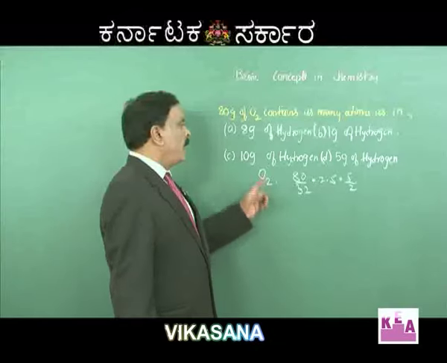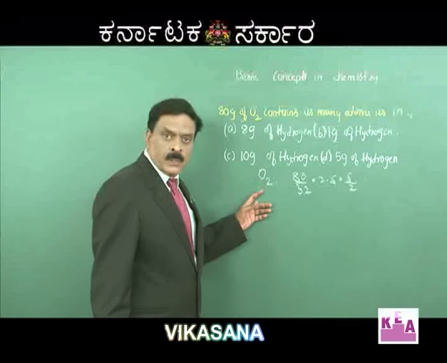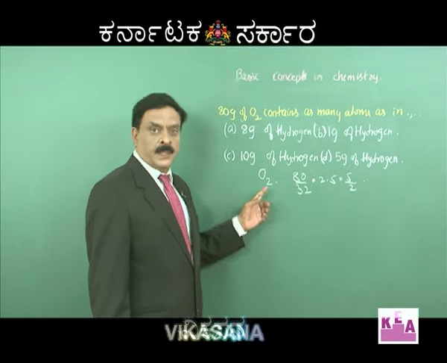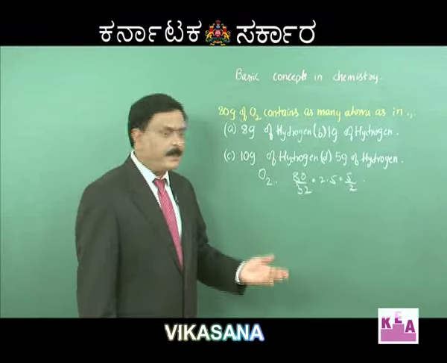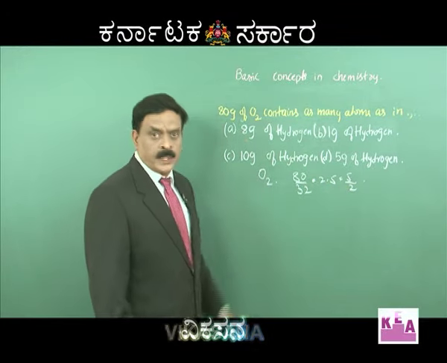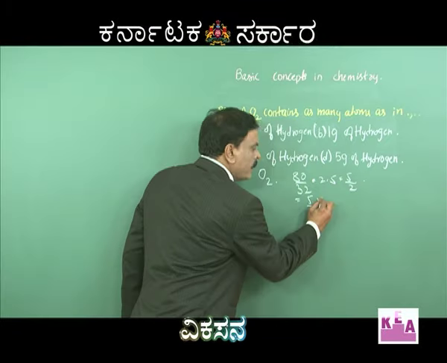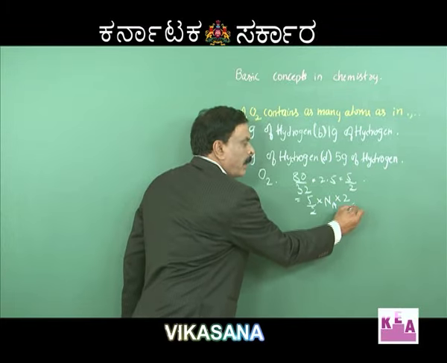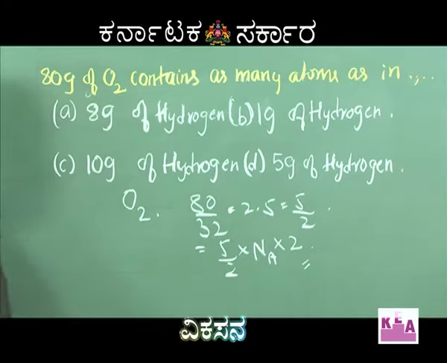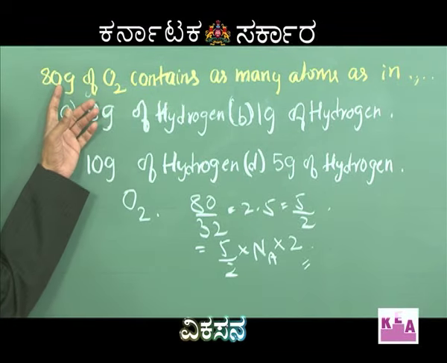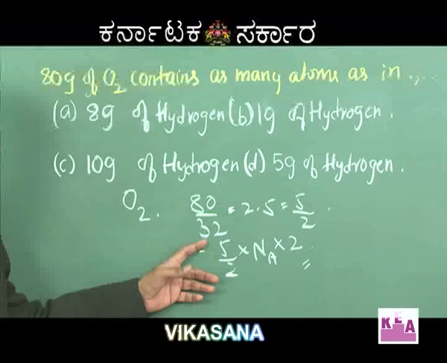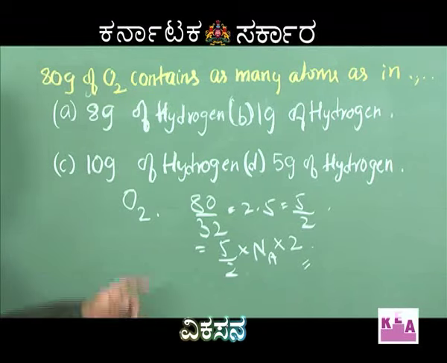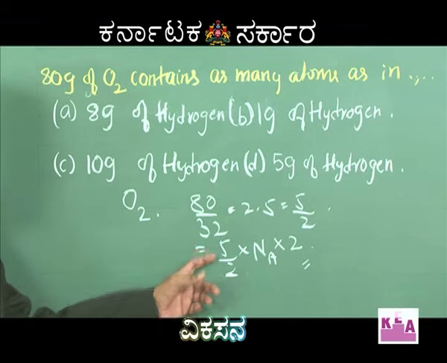So, here please note, oxygen is a molecule in diatomic state, but what's asked in the question? How many atoms are present? Therefore, the number of atoms that would be present in 5 by 2 moles of oxygen would be 5 by 2 into Avogadro number, which gives the number of molecules, into 2, which gives the number of atoms. So, now we know how many atoms are present in 80 grams of oxygen. That would be equal to 5 by 2 into Avogadro number into 2. Now, come to the options. We have to look for that option which gives this number.